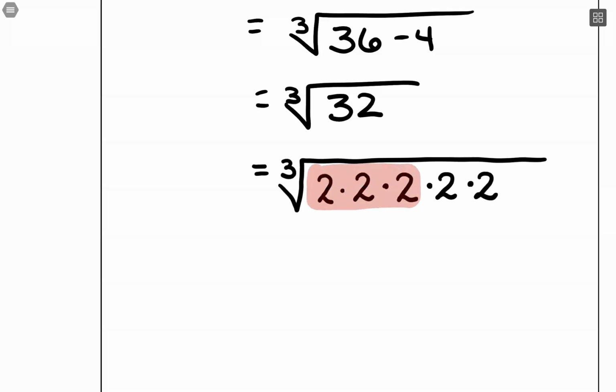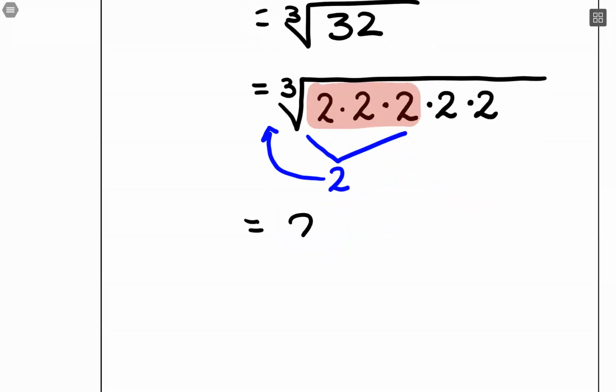So it's those 3 together, which is going to give me a value of 2 to bring out front of the radical. And then while I have a pair of 2's here, with this radical, I would need a third one, which I don't have. So those 2 2's there are going to be stuck. So what this will give me is a 2 on the outside, and then cube root of 2 times 2, which is 4.